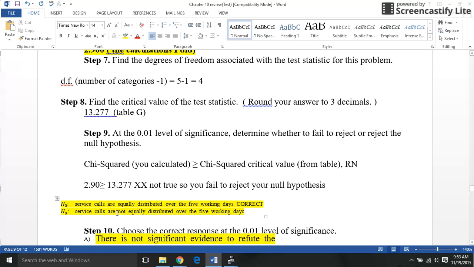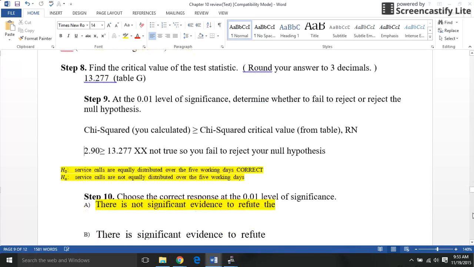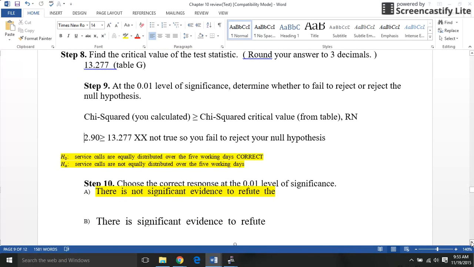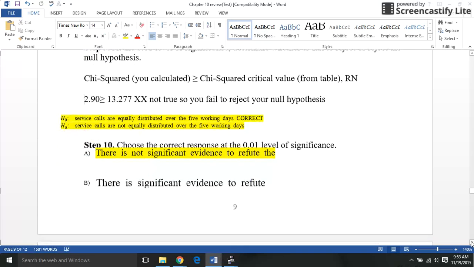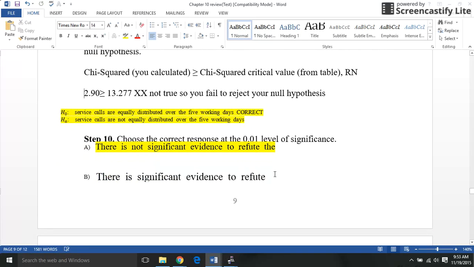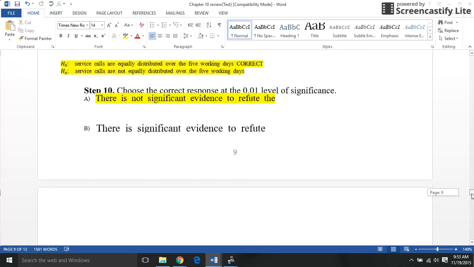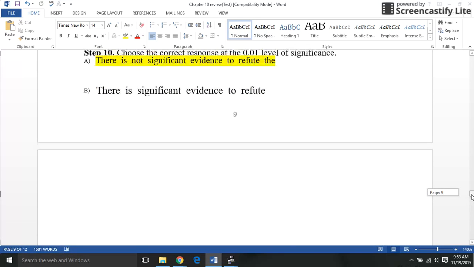So what does that mean? Well, I brought down the correct hypothesis down here. It means that the service calls are equally distributed over the 5 working days. So that's a correct statement. So, which am I going to choose to correspond? There was not significant evidence to refute the claim. So that means we're keeping the claim. That's all that means. All right. So that is a chi-squared of equal proportions. In the next video, I'm going to do one where they're different.